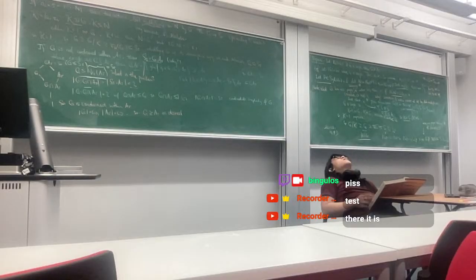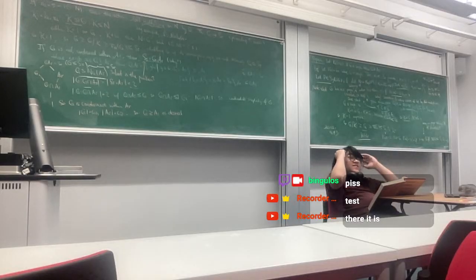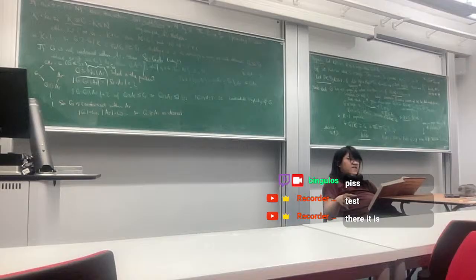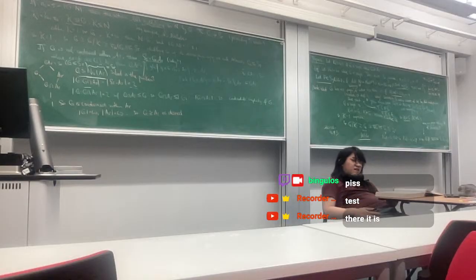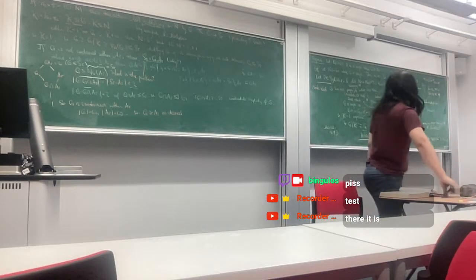Okay, because what are the possible values for n5? n5 cannot be 1, otherwise the Sylow 5-subgroup would be a normal subgroup, and then G is not simple. So n5 is not equal to 1. Can n5 be 6? n5 can be 6. n5 has to divide 12. So 6 is the only possible value for n5.